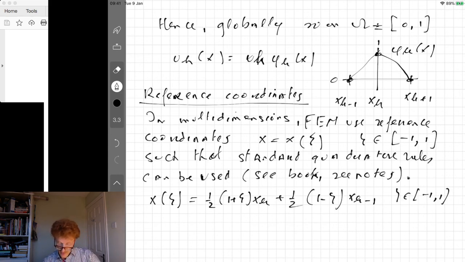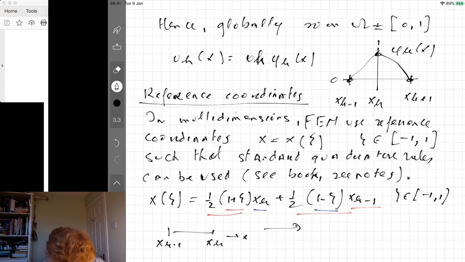So we see that that's true. If we take xi as 1, this is 0, and we land up in x_k. If we take xi as minus 1, this is 0, and we end up in x_{k-1}. So it's a mapping. And these are in effect the two basis functions which we already encountered earlier. So we check. We have x_{k-1} to x_k, that interval, and this is x, that interval maps to minus 1, 0, 1, and this is xi.